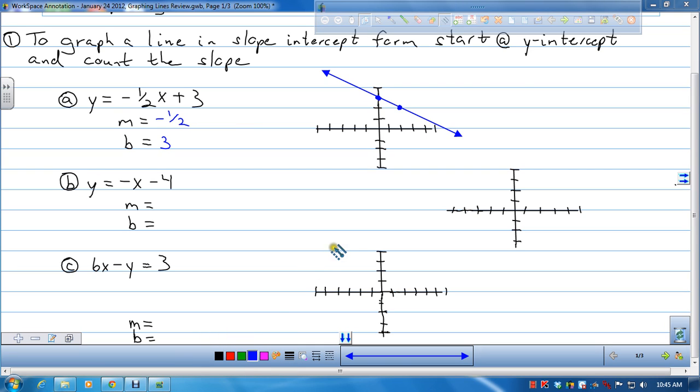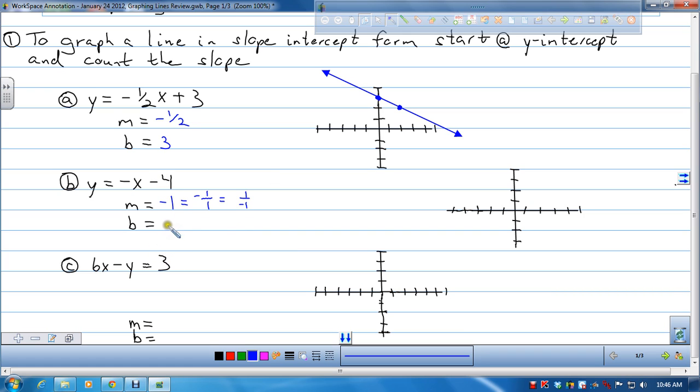So let's go down to the next one here. Again, it's in slope-intercept form. I've got a slope of -1, which I like to write as a fraction, right? And you could write it like that with the negative on top, or you can always write it with the negative on bottom, depending what your graph dictates, which direction you go first.